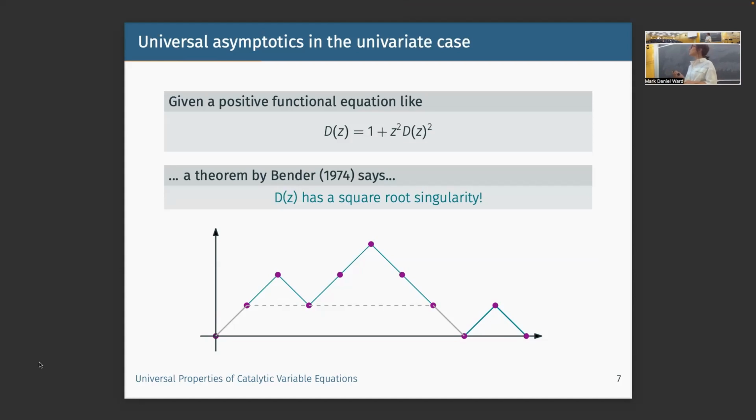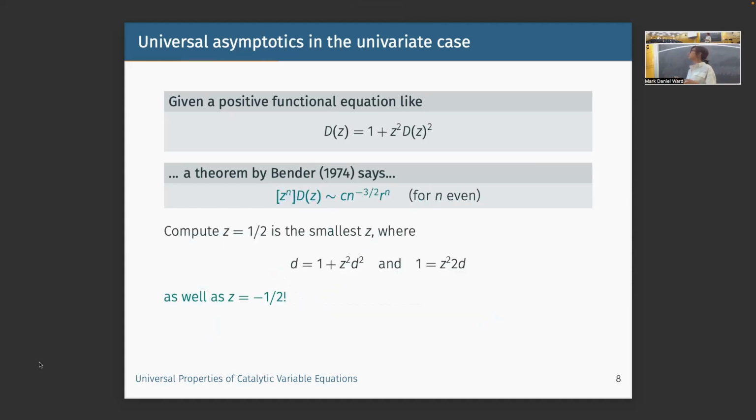And this is true not only for polynomials, because we're talking about algebraic series. This is not true only if the right-hand side is a polynomial, but also for any analytic function with positive coefficients. So it could also be like here, z times the exponential function of D(z) or something like that. You'll always end up with the square root singularity. And of course, if you use the transfer theorem, then this would translate to asymptotics that somehow look like a constant times n to the minus 3/2, which comes from the square root singularity, times r to the n, where r is just 1 over the location of the singularity.